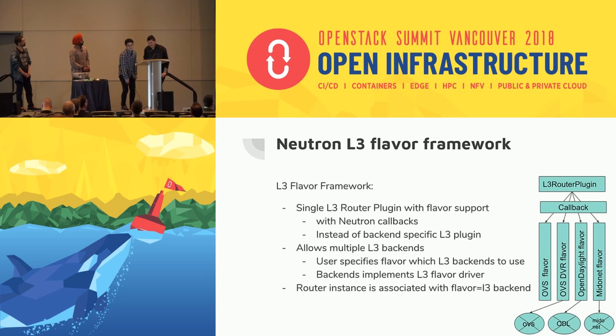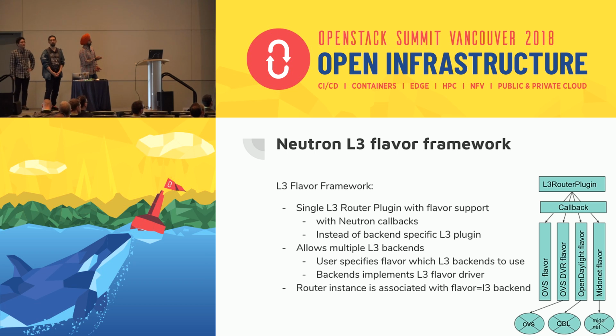So the Neutron flavors framework solves that problem by allowing multiple layer 3 backends. As you can see, there will be a router plugin with the callback mechanism. You can have different flavors enabled within the same cloud deployment. So the user has to define the flavor while creating the L3 resources. They just specify those flavors using the OpenStack CLI or Neutron client, and then they can associate their L3 resources to that particular flavor.